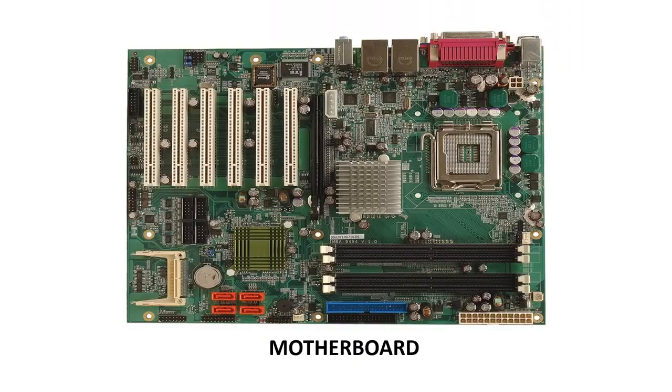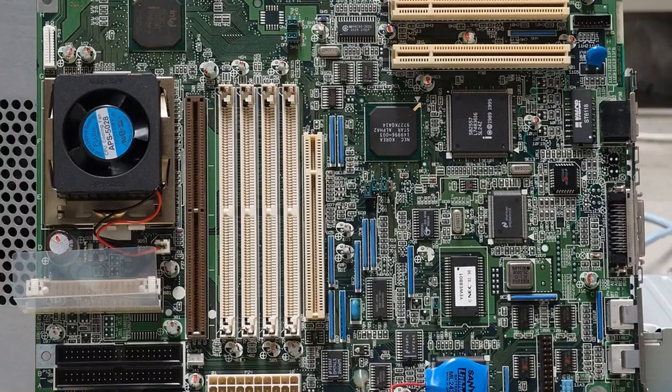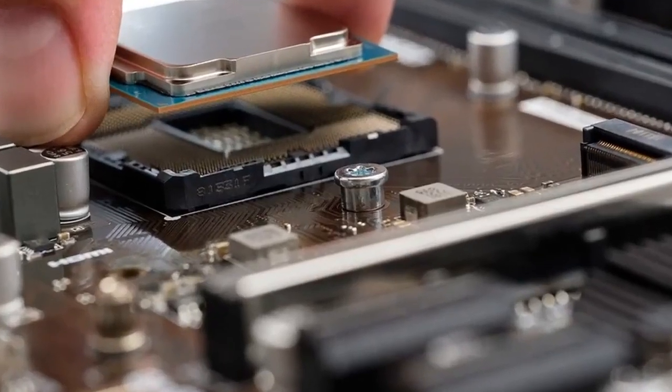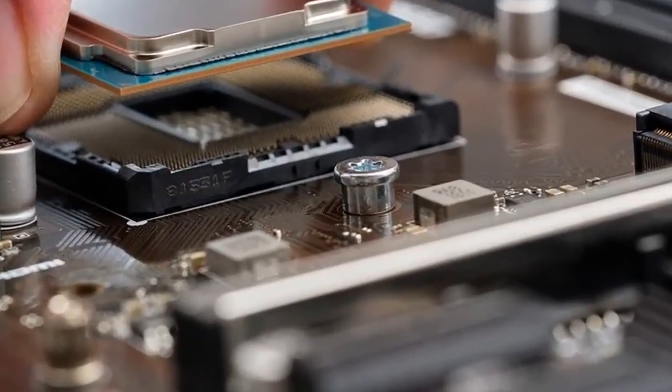Motherboard is the central circuit board, found inside the system unit. All other hardware are plugged into the motherboard. They are central processing unit. The CPU is the brain of the computer. It is responsible for all data processing. CPU is placed in the CPU socket on the motherboard.